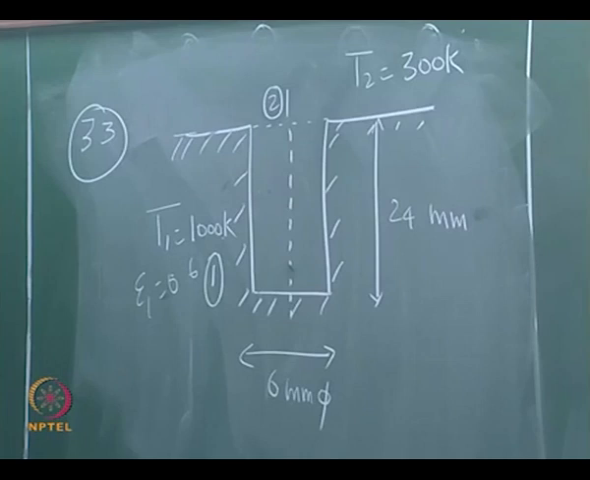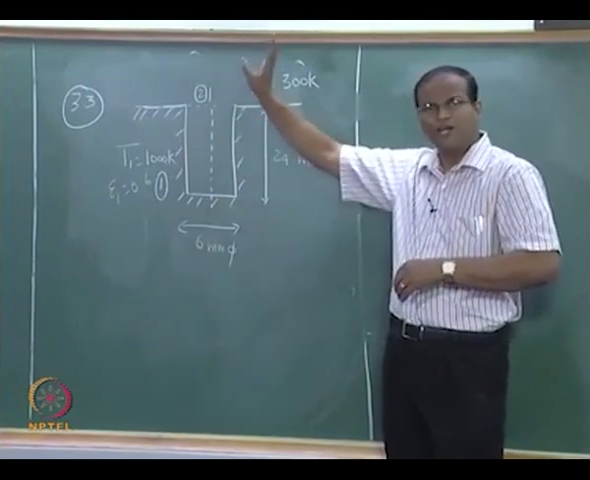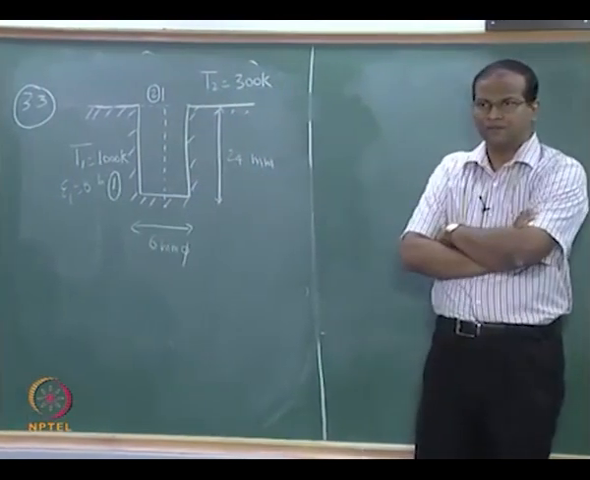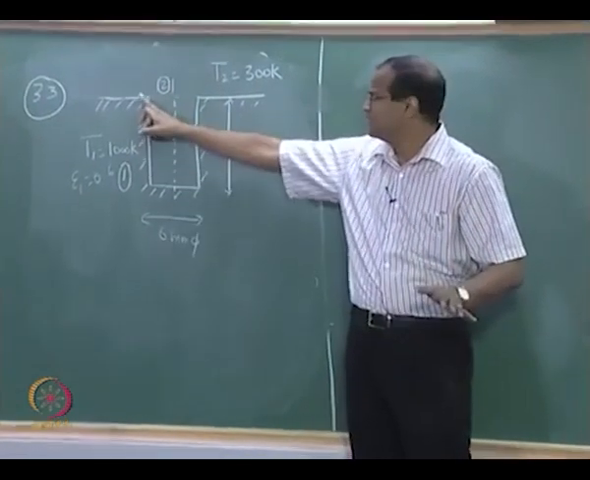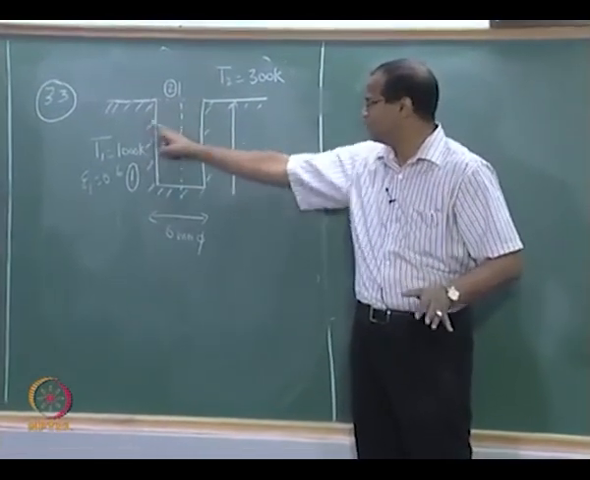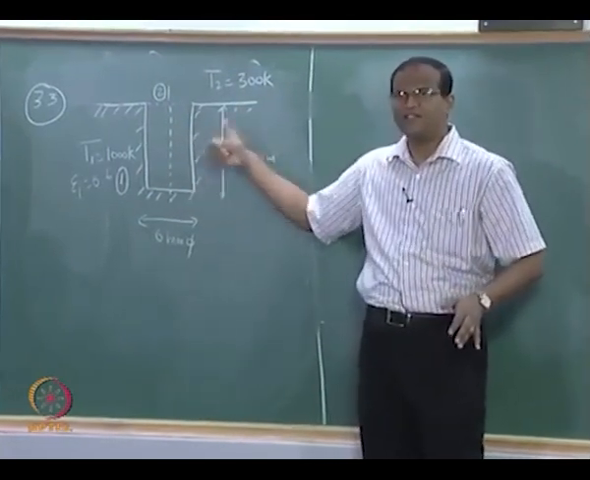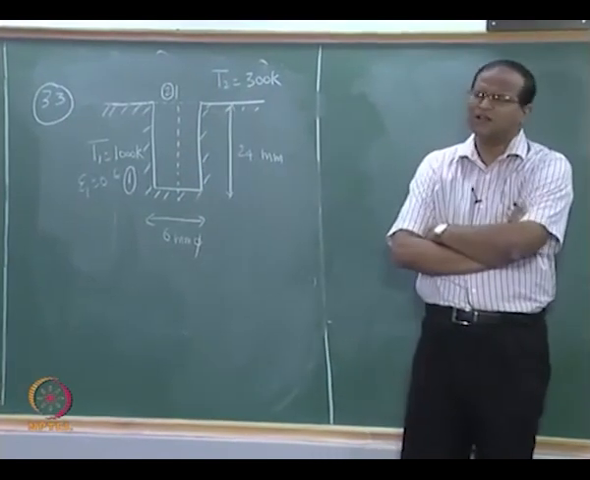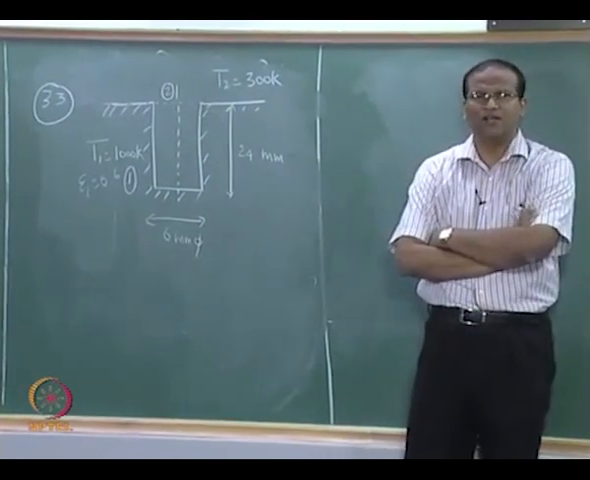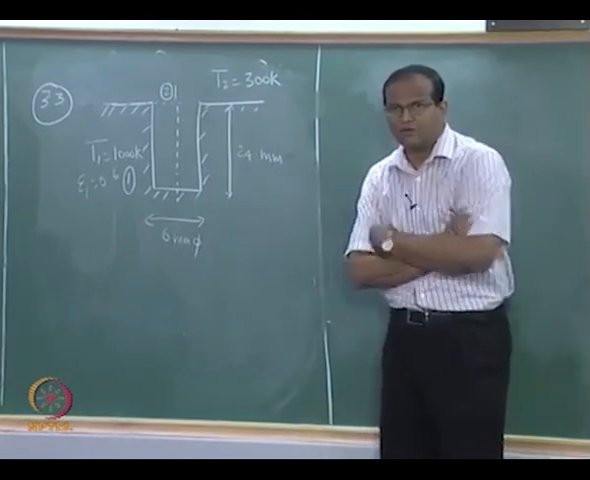Okay, this has an emissivity of 0.6. This bored hole is opening to the surroundings at 300 Kelvin. Now we can treat it as a two zone enclosure problem: the whole thing is surface 1, that is the lateral area and the bottom, having an emissivity of 0.6 at 1000 Kelvin. You treat the surroundings to be a black body at 300 Kelvin. With a two zone enclosure you can solve and get the resultant heat transfer from 1 to 2.